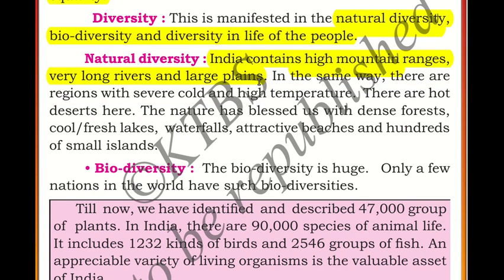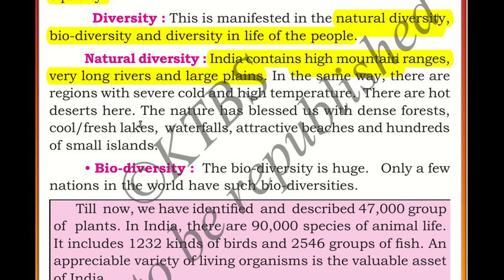India is a very diverse geographic region. It's a subcontinent in itself. In the same way, there are regions with severe cold and high temperature. So it's not a very small region. Therefore, there are variations in the weather, climate, and the terrain.